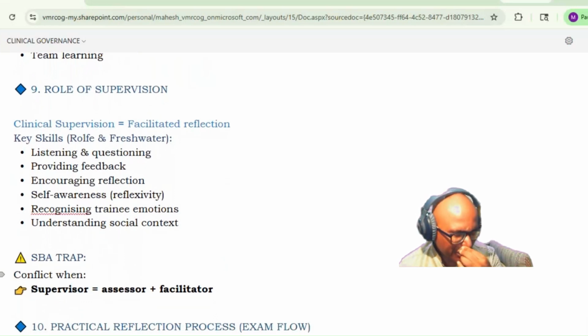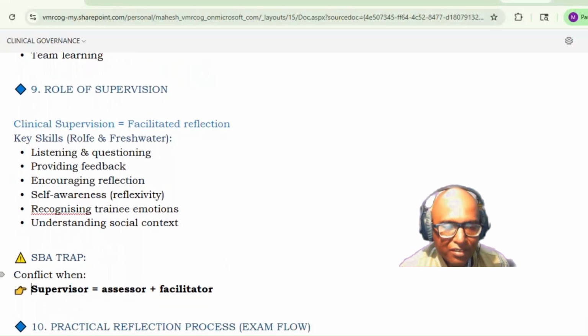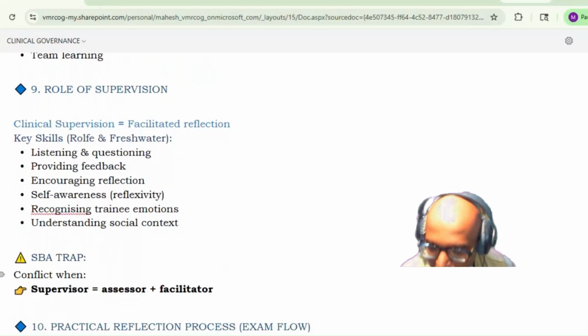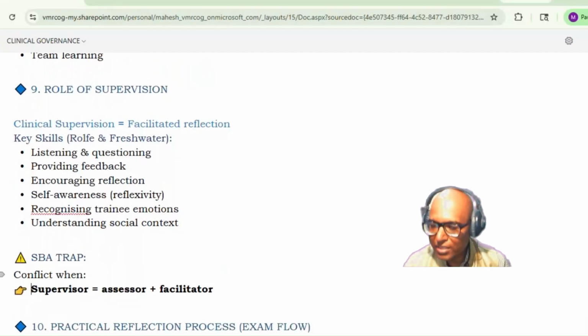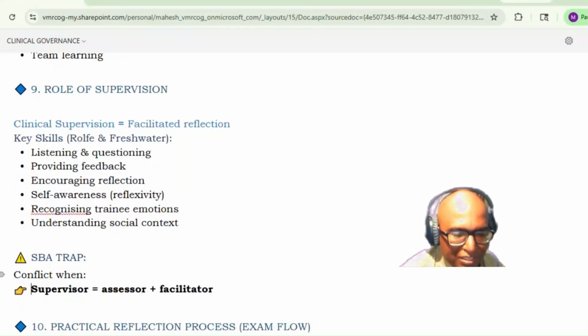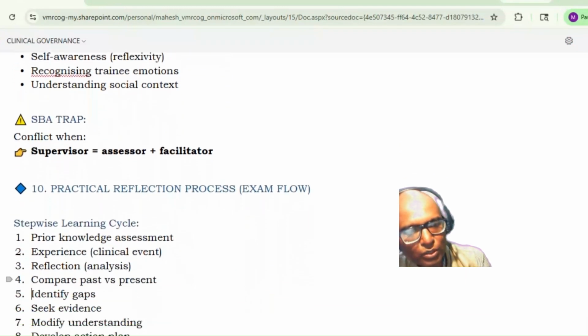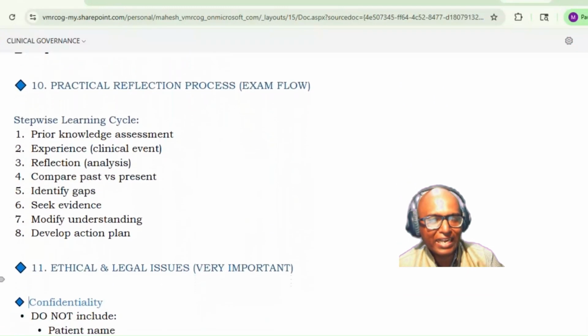Okay, so especially what happens when there is a conflict, when the supervisor is also an assessor, and also a facilitator involved in the same event. A particular event has happened, where the trainee has carried out and followed the instructions of the supervisor, and the trainee feels that the decision which was told was wrong. So there may be a little conflict, especially when the supervisor is an assessor plus facilitator involved in that particular event. These are the practical things which can sometimes happen.